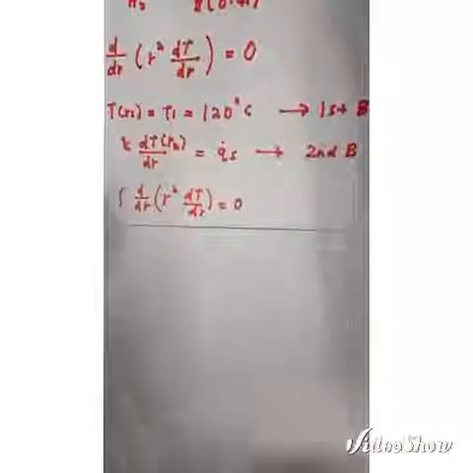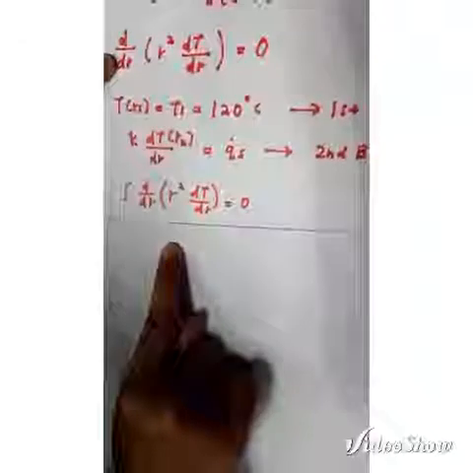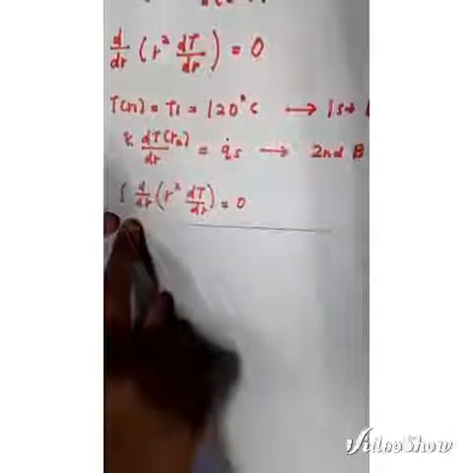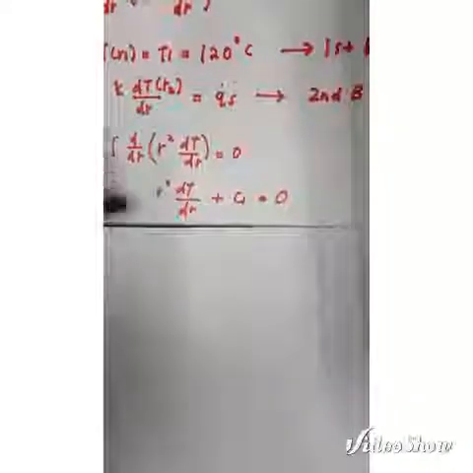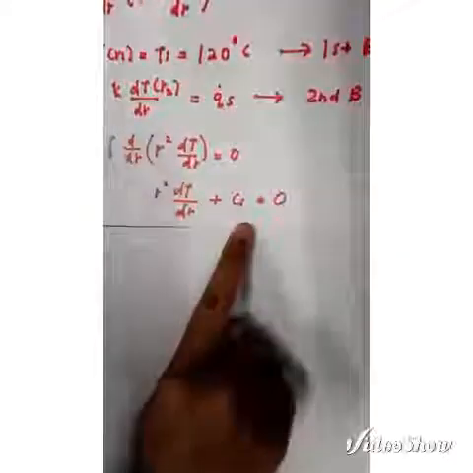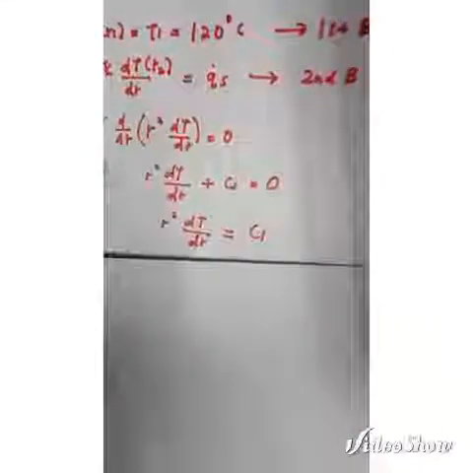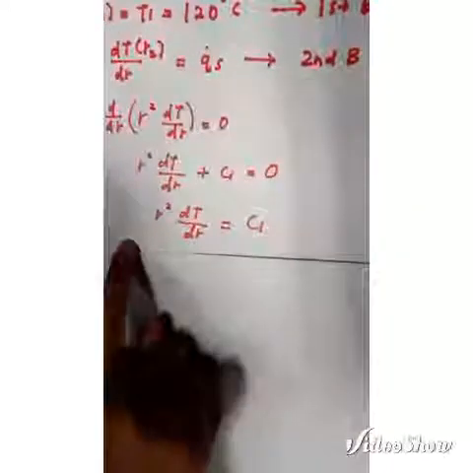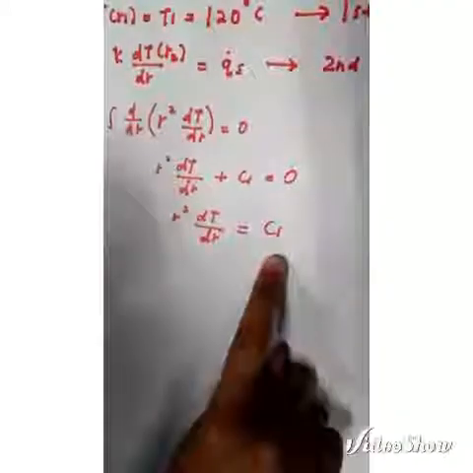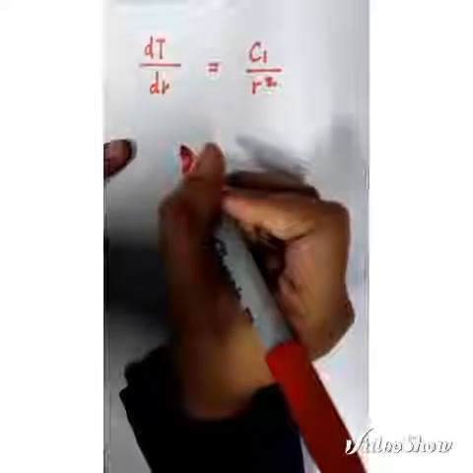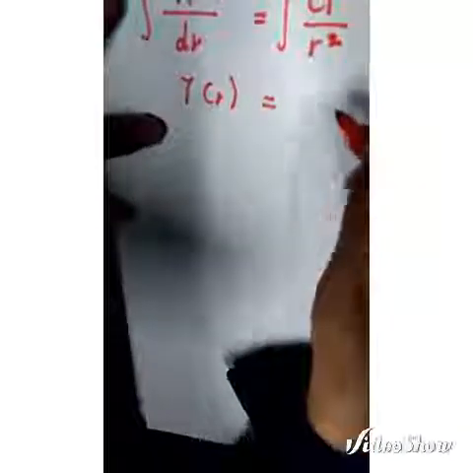Next, we will integrate the differential equation that we have obtained before. Integrate the equation as usual. We will get r squared dT over dr plus C1 equal to 0, and the final equation is like this. After that, we will divide the previous equation by r squared, and then we will obtain this equation. Then we will integrate this equation. Integrating both sides, we will get T(R) is equal to C1 over R plus C2.